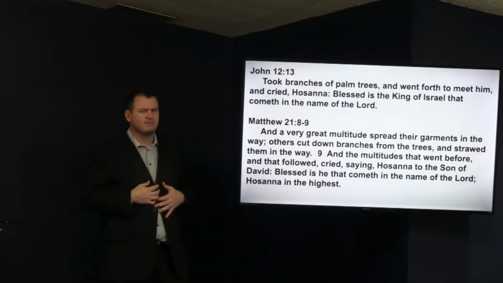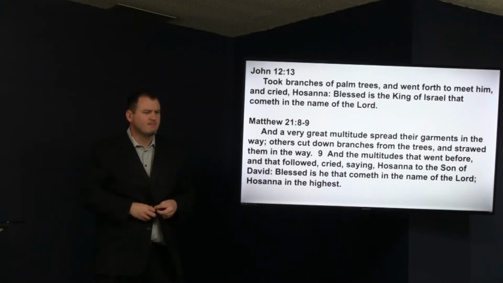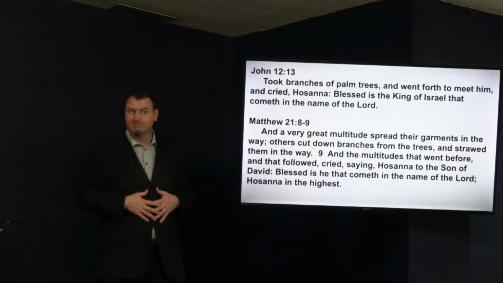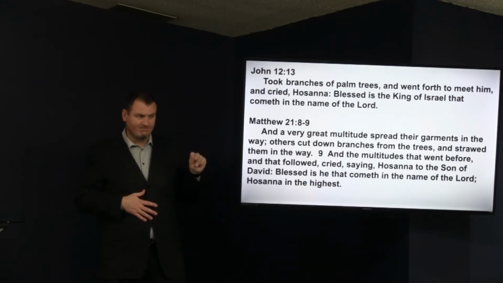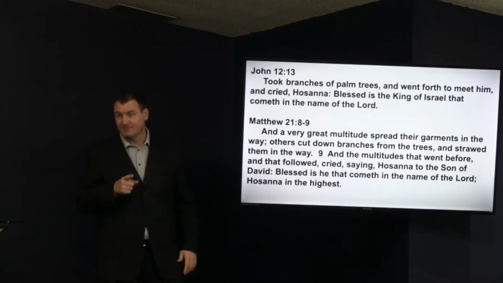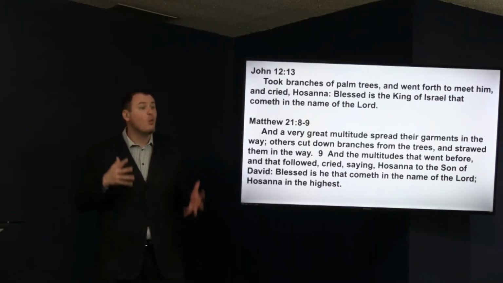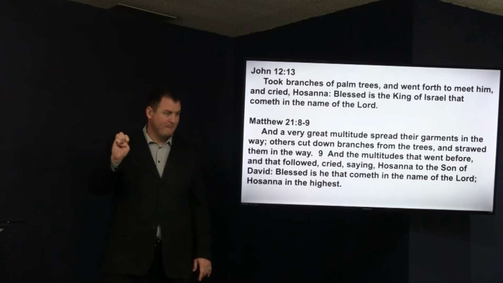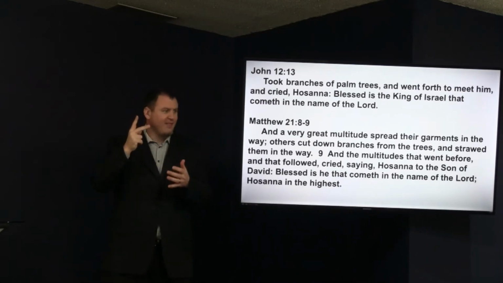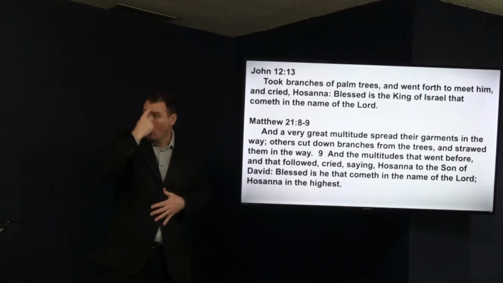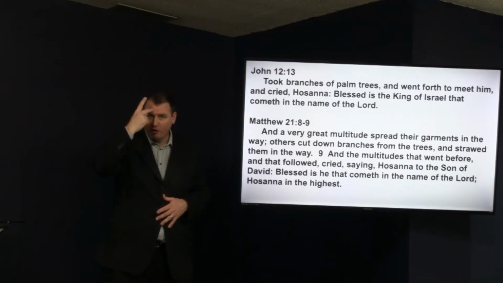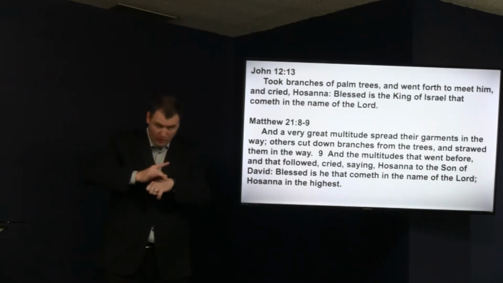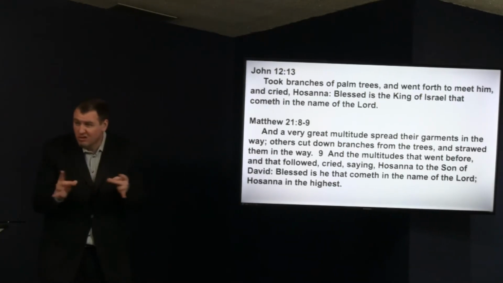Now, most of these people here in these verses are what? What did they want? Salvation. Well, salvation from what? They wanted political freedom. Freedom from Rome. They wanted a political leader. The Jewish people thought that the Messiah would be a political king who would come and sit on the throne on earth, that he would be an earthly king.